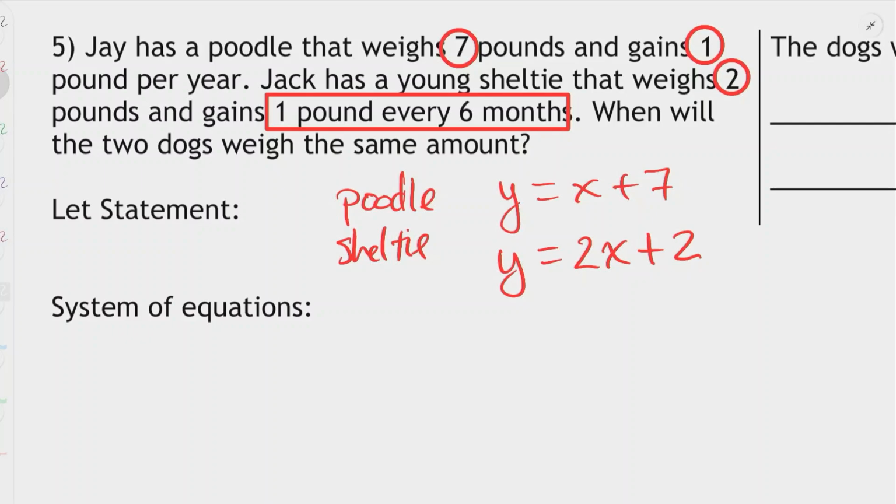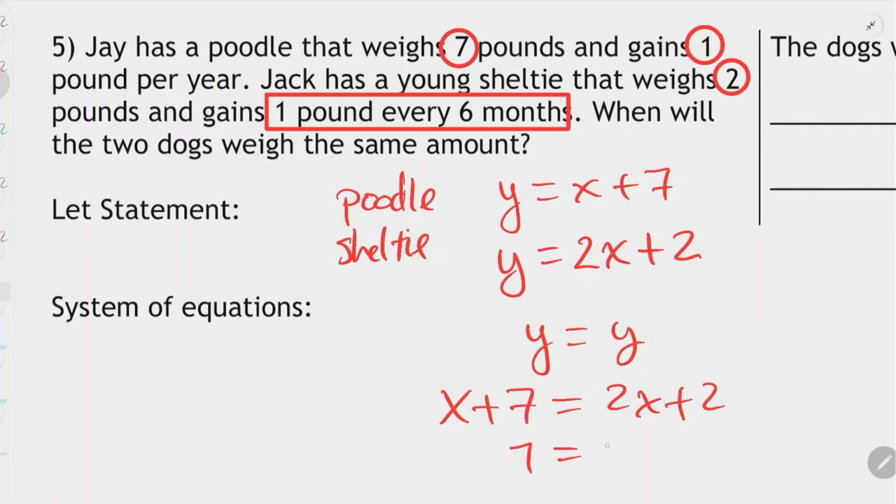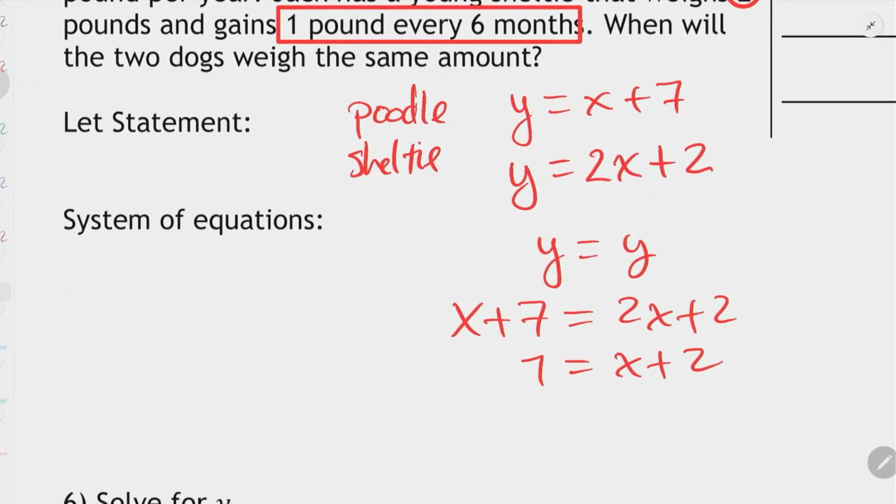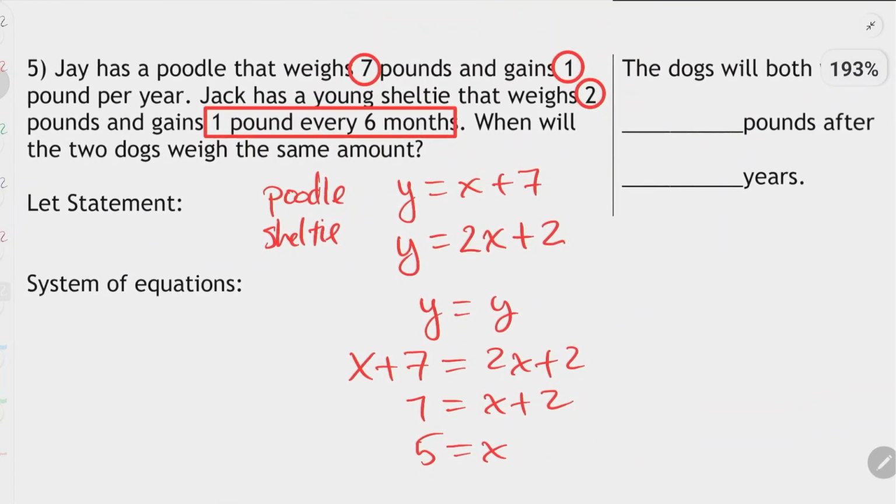So how are we going to solve this? Probably using the equal values method. It's clear that y is y, so the top y for the poodle is x plus 7, and the bottom y for the Sheltie is 2x plus 2. Therefore, if I subtract x from both sides, I get 7 is x plus 2, and when I subtract 2 from both sides, I get that x is 5. So 5 is how many years it will take until their weight is the same. I want to know when the y of the poodle is the same as the y of the Sheltie. That's how this equation works, so that's why I said y to y. That happens in 5 years.